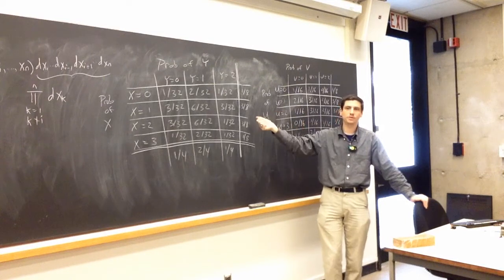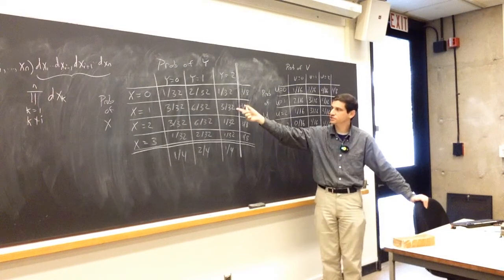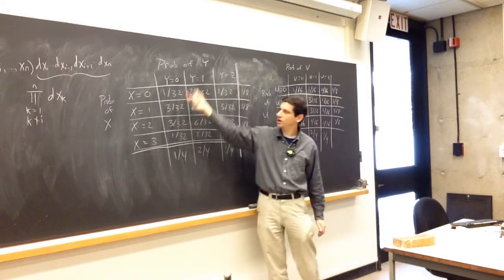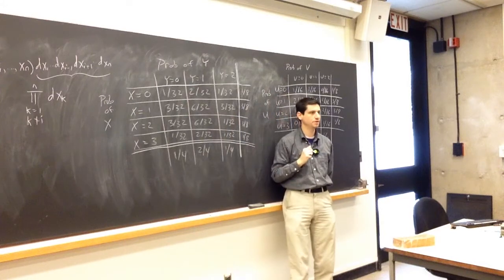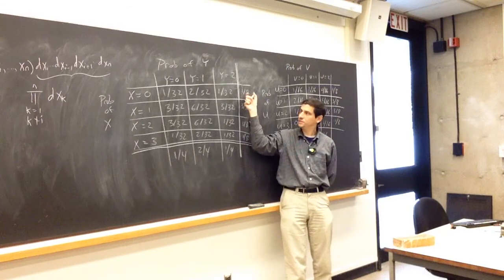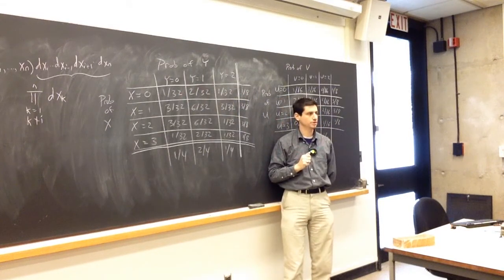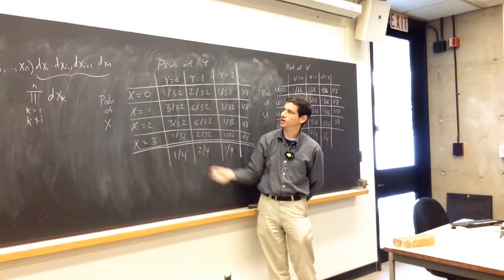Is this a joint probability density function? Does it satisfy the two properties? Yes, everything is non-negative. And if you sum all of these numbers, it sums to 1. What these numbers here are, these are the marginals. And so the way you get a marginal is in some sense you're summing along the row here, or you're summing along the column.